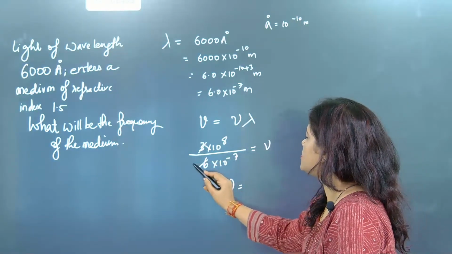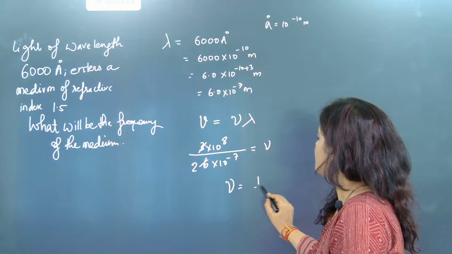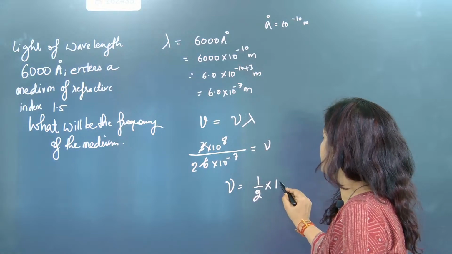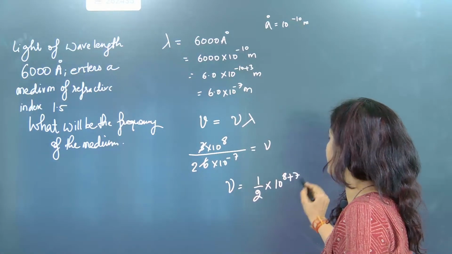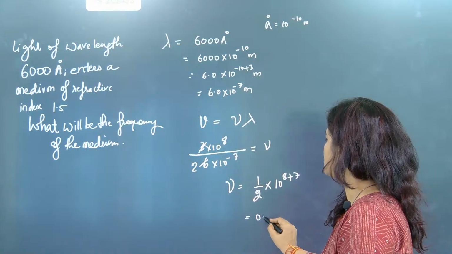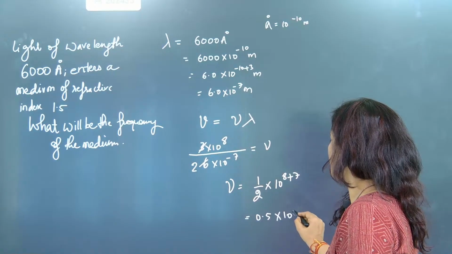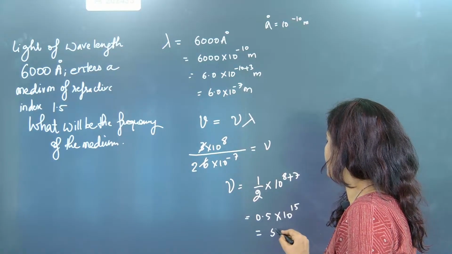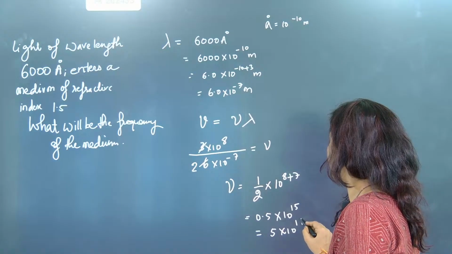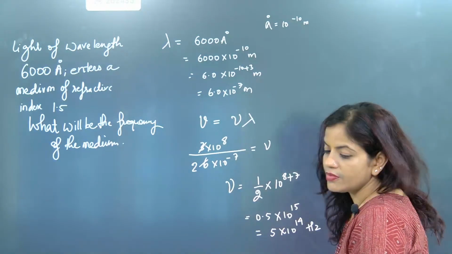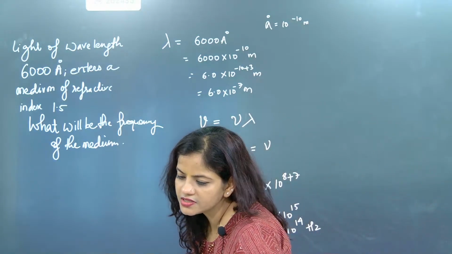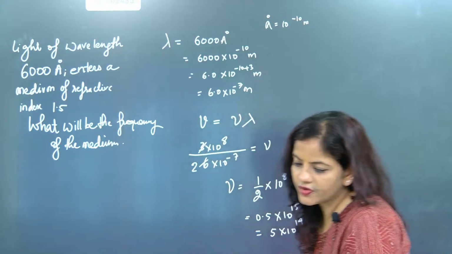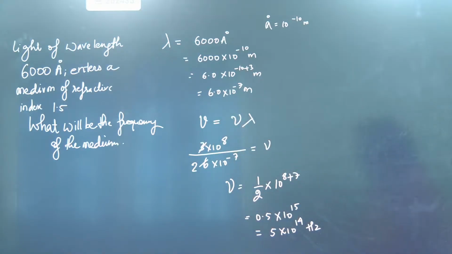So here it is coming as 1 by 2 into 10 to the power 8 plus 7. Correct? So it is coming as 0.5 into 10 to the power 15. Now it will become 5 into 10 to the power 14 hertz, because the unit of frequency is hertz. The unit of frequency is hertz. Just check this one out.